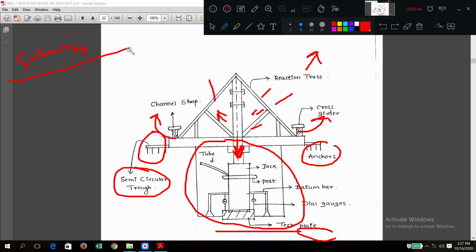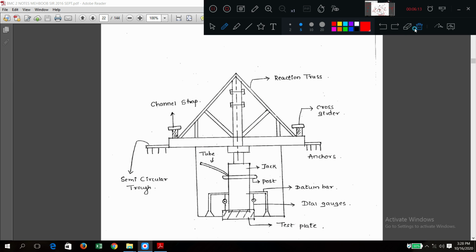Okay, in both the gravity and reaction truss cases, loads are increased and the settlement is measured. Slowly increasing the load slowly increases the settlement. At some point, the increment in settlement is very fast. This is called its UBC, ultimate bearing capacity. That's all.